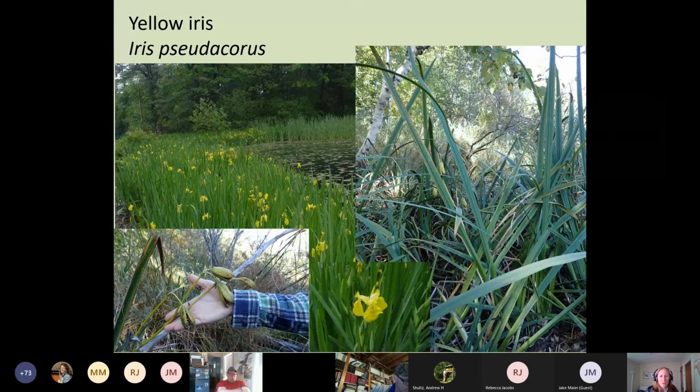And it's more robust overall than our native blue flag iris, but it can be difficult to distinguish unless it's in flower. So when I say more robust, it's larger. The pods are larger, but there's enough overlap in the average sizes that it can be challenging to tell apart unless it's in flower. So it flowers midsummer here in Maine, and that's a great time to try to pick that out.